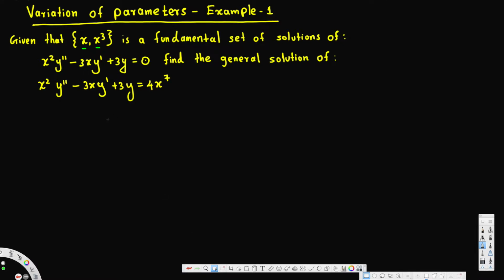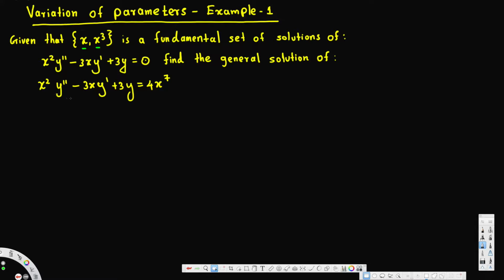In this video we are going to see how to solve this second order non-homogeneous differential equation using variation of parameters. Here the question is asking, given that x, x cube is a fundamental set of solutions of x squared y double prime minus 3xy prime plus 3y is equal to 0, find the general solution of x squared y double prime minus 3xy prime plus 3y is equal to 4x to the power 7.